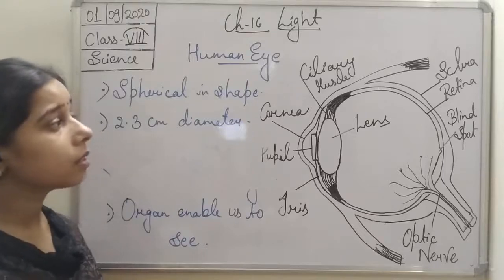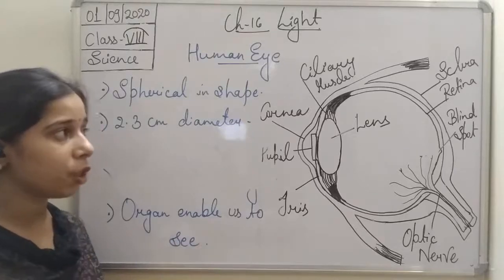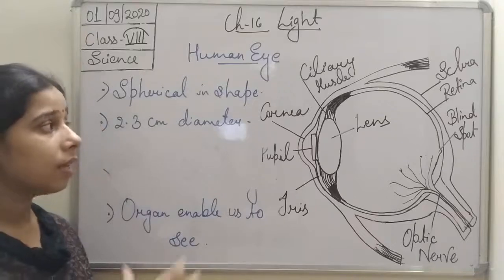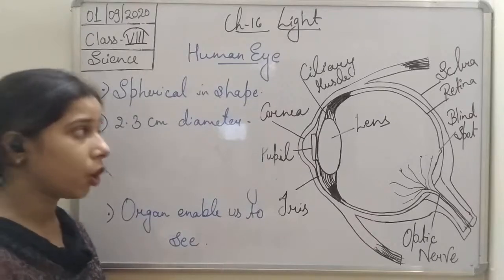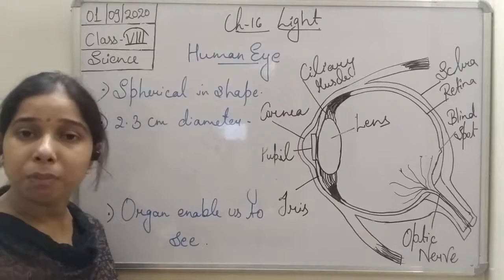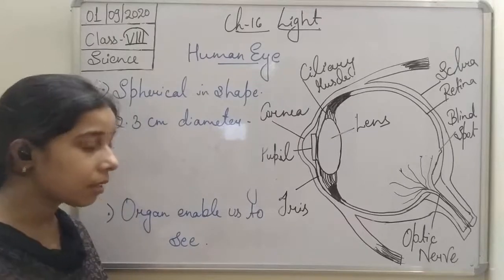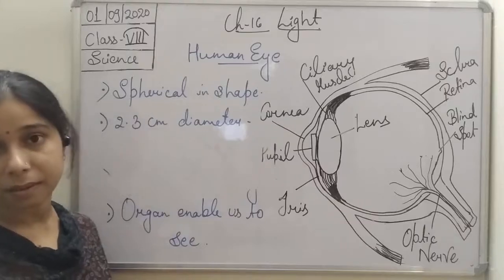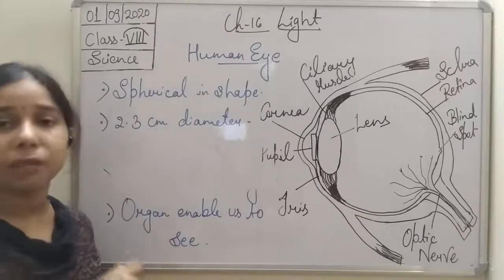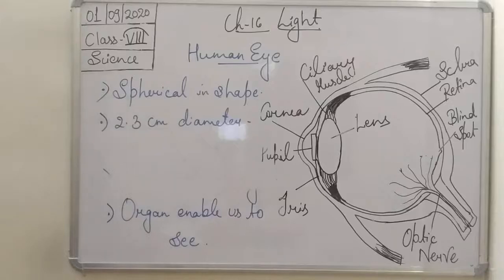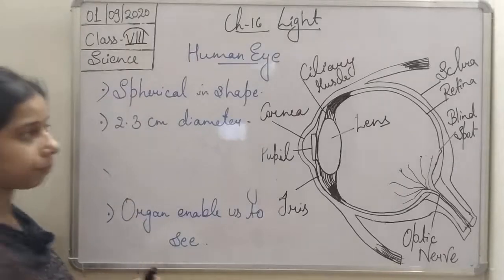Now we will discuss the various parts of the human eye, students. It includes the sclera, the cornea, then the iris, the pupil, the lens, the retina, the ciliary muscles, and the optic nerve. Okay, so let us discuss each one by one. We will start with the sclera.